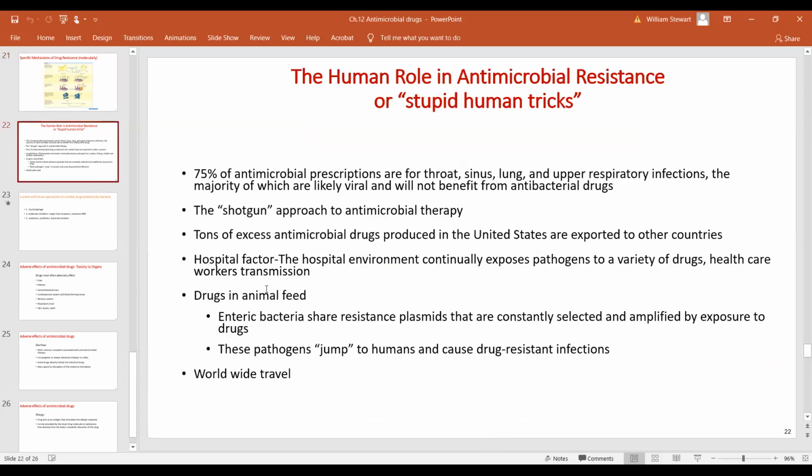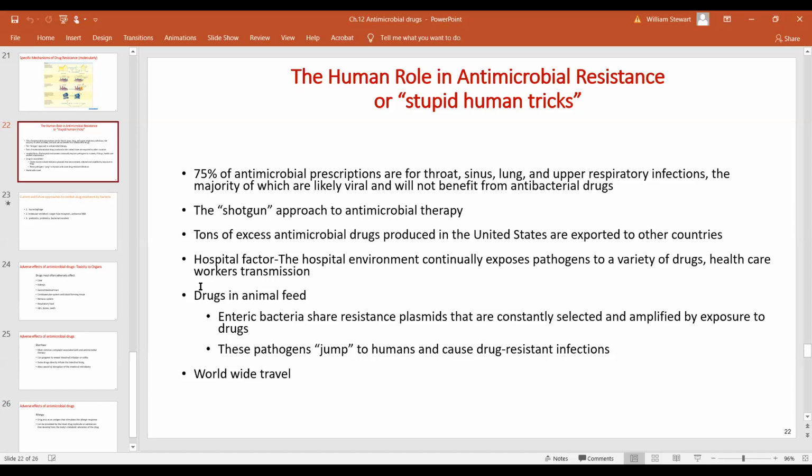The things that humans do, so number 3 on my list here, the human behavior that contributes to resistance. This is just a short list here. Many of the antibiotics that are prescribed are for viral infections, and that's not going to help. It's not going to kill the virus, and it's going to increase the chances that the bacteria living inside of you become resistant because they're exposed to that pressure of the antimicrobial drug. A lot of excess antimicrobial drugs are produced and prescribed and exported to other countries where you may not need a prescription to access a particular antibiotic. You may be able to self-medicate.